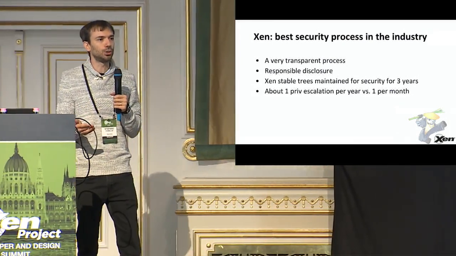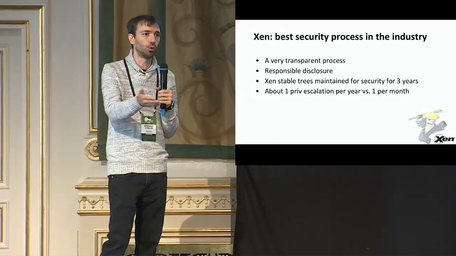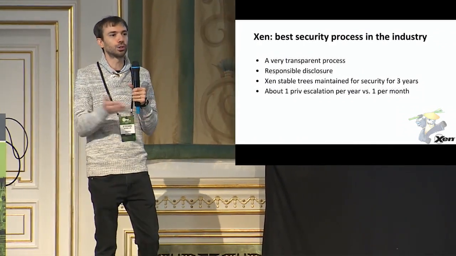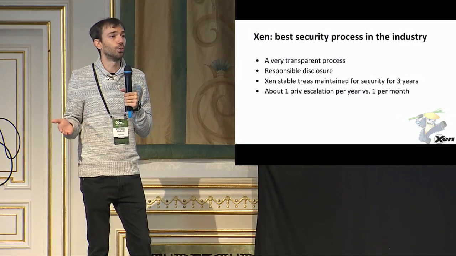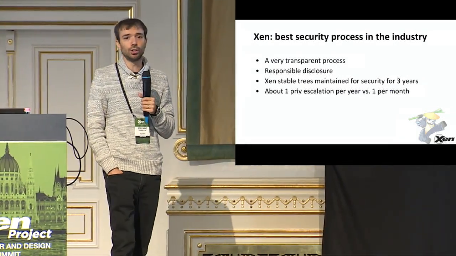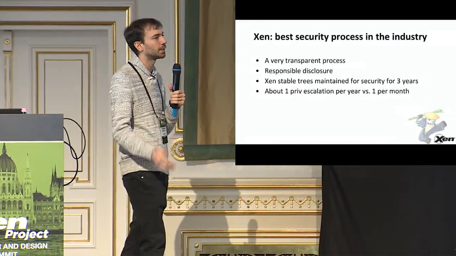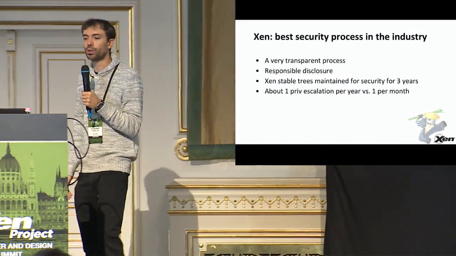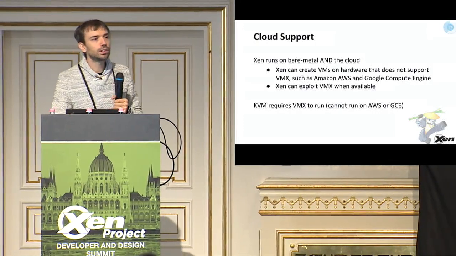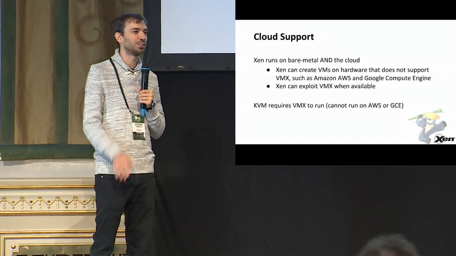Usually Red Hat issues its own CVEs for RHEL, and Ubuntu issues the CVEs for Ubuntu products. And what if you're using, let's say, Rocket from source? You basically are on your own. With Xen, you don't have that. Stable trees are maintained for security for up to 3 years. And in general, we have far fewer privilege escalation vulnerabilities than Linux namespaces. The other reason is cloud support. Now, as x86 maintainers, you're going to hate this, so beware.